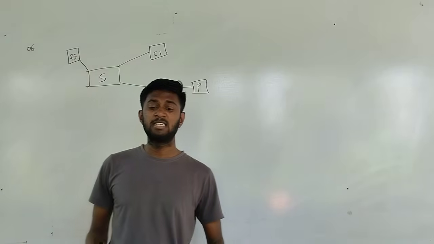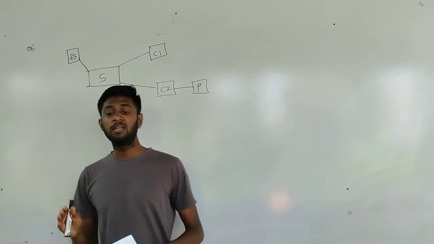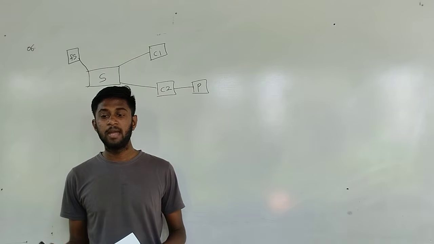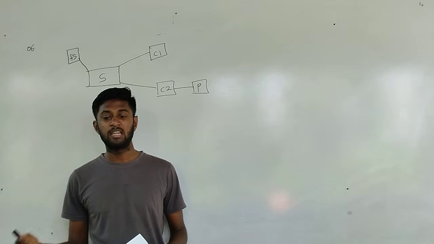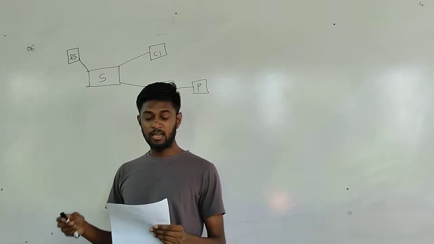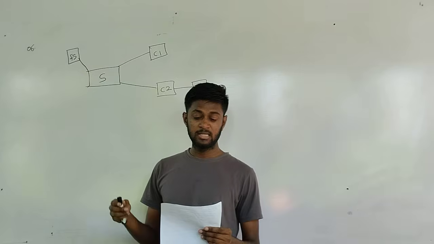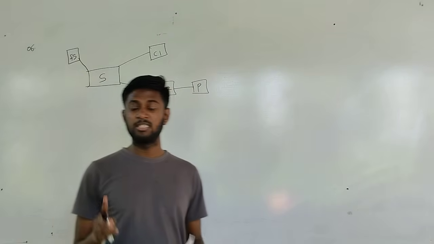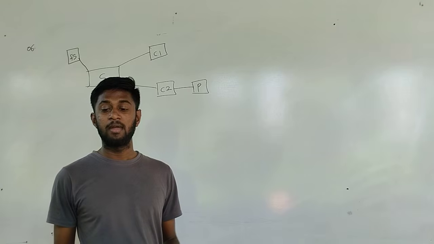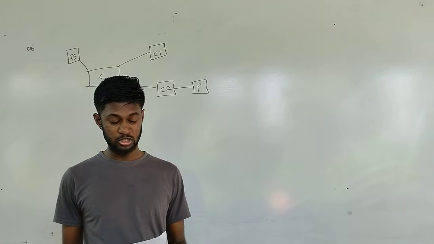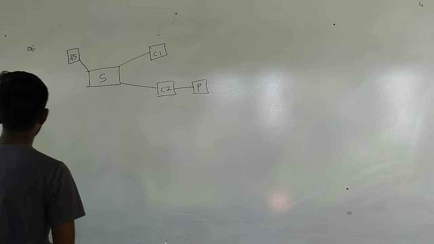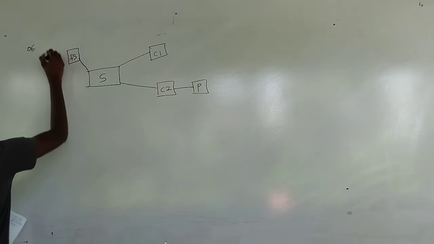Now under question number 6, part B: why is a port number also used along with an IP address in a network communication? That is because it identifies the process that is relevant to the connection. That is the reason why a port number is also used along with an IP address in network communication. This is the answer.